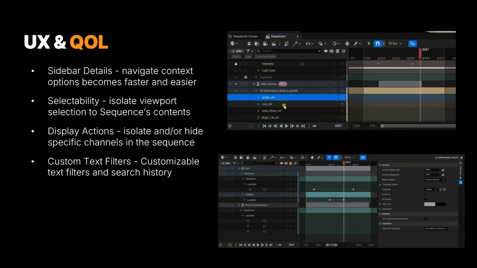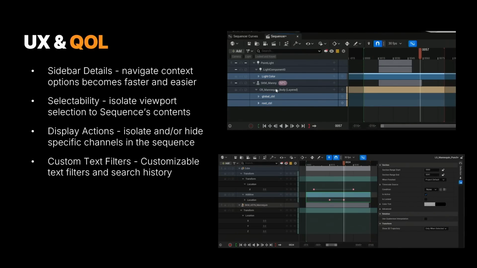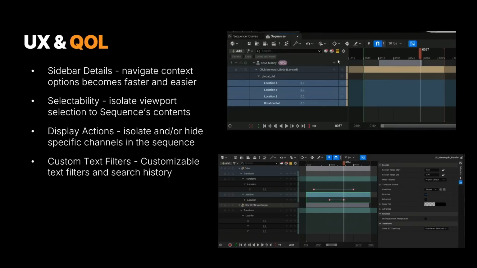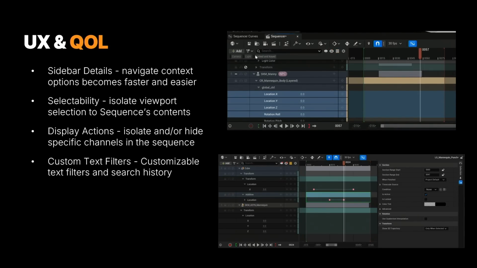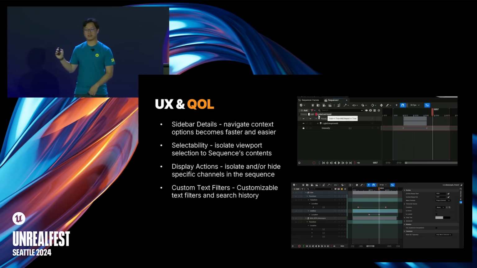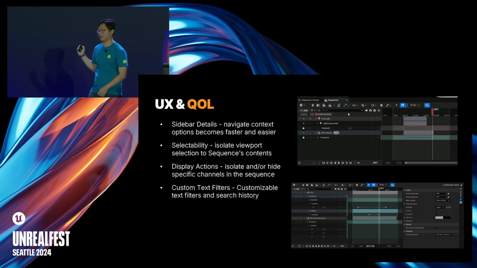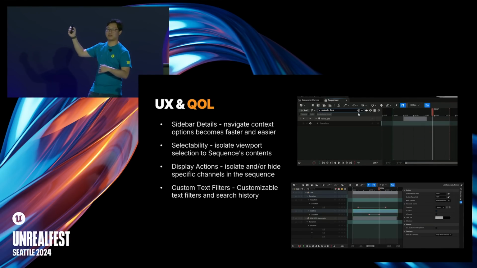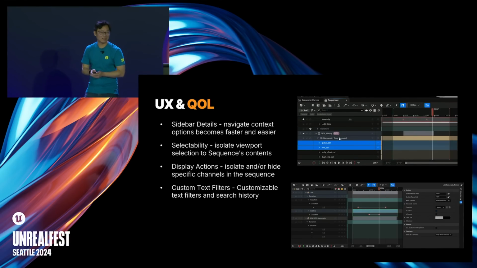We also have selectability, being able to isolate viewport selection to just your sequence contents. No more accidentally clicking on the sky sphere or the floor, right? When you're just selecting either a control or a camera and such. Display actions, being able to temporarily isolate and/or hide specific channels in the sequence. This is super powerful if you want to compare channels or you just have so much going on in your sequence, or you just want to condense it a bit.